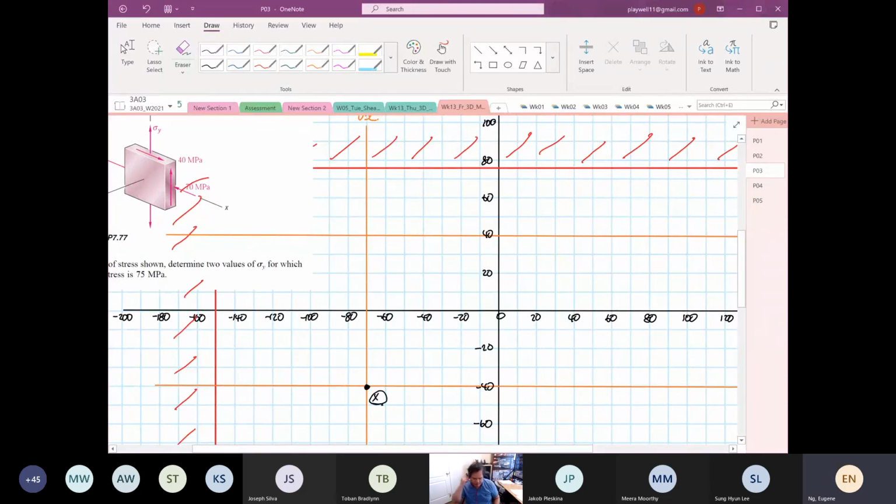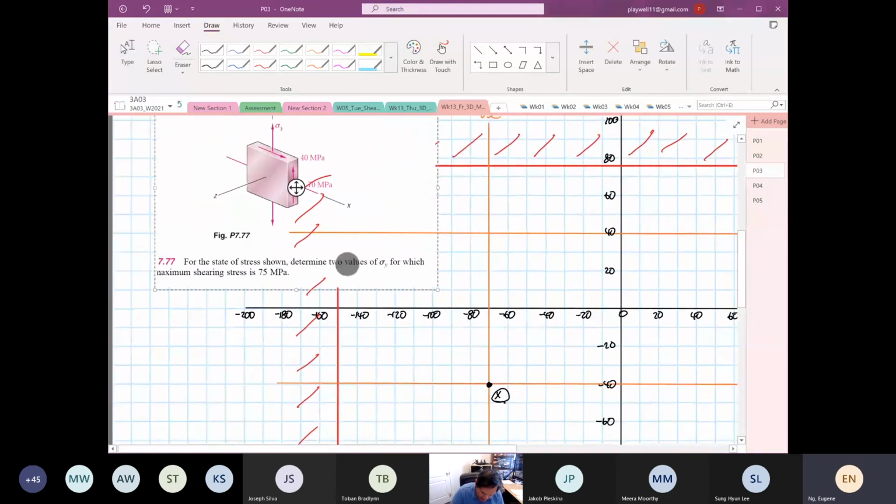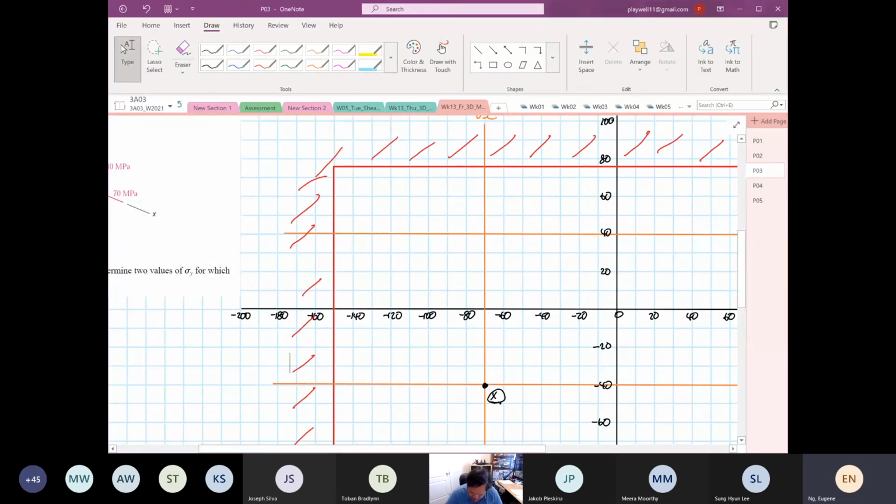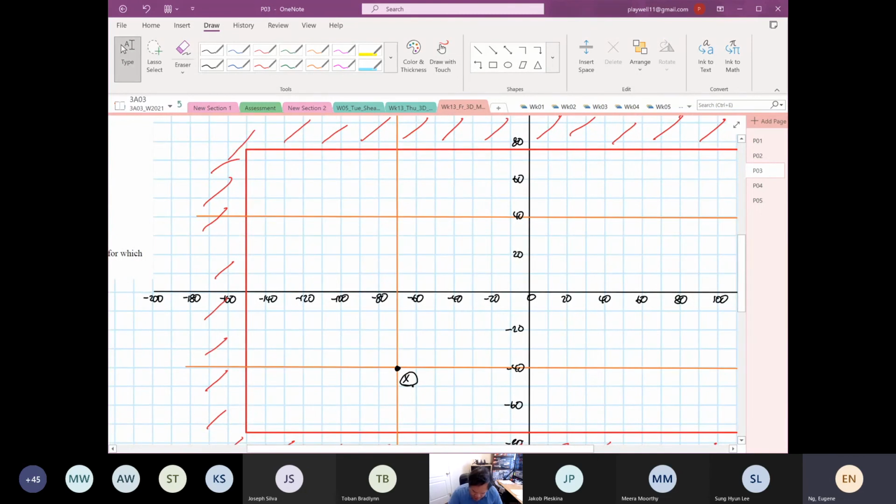That's our point X. So what the question gave us is also that the maximum shear is 75 megapascal. So our maximum shear is the radius of our circle, as I mentioned to you. So that's the radius. So we have this point over here. So next thing we want to find is our stress average.